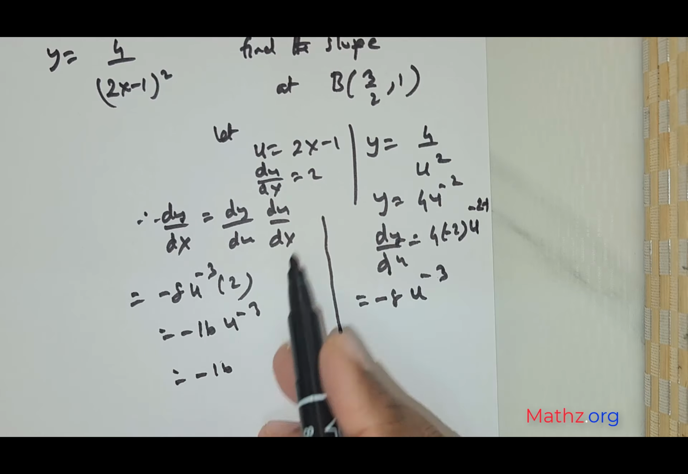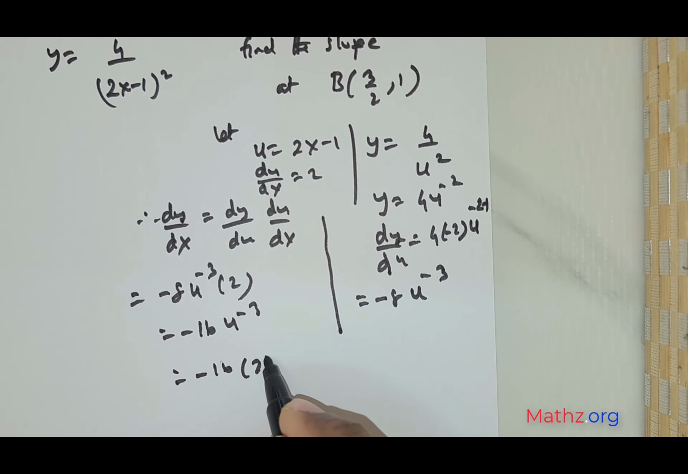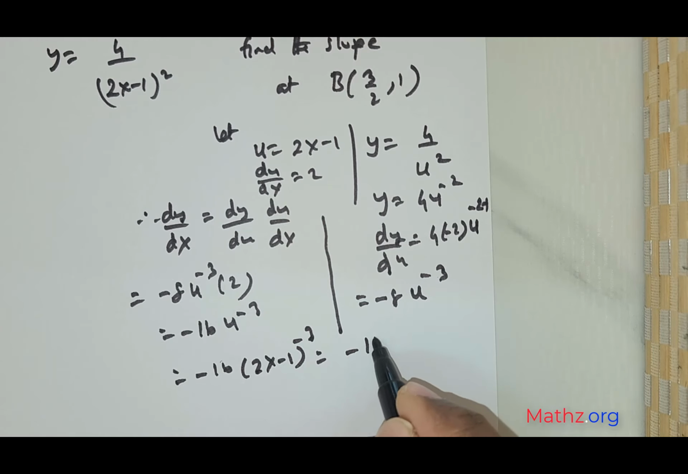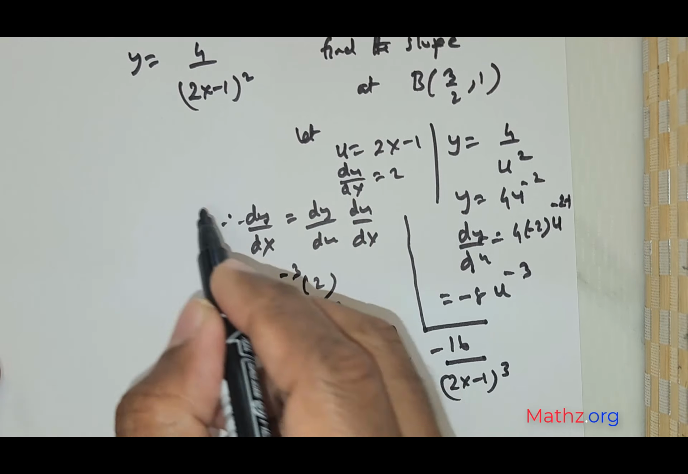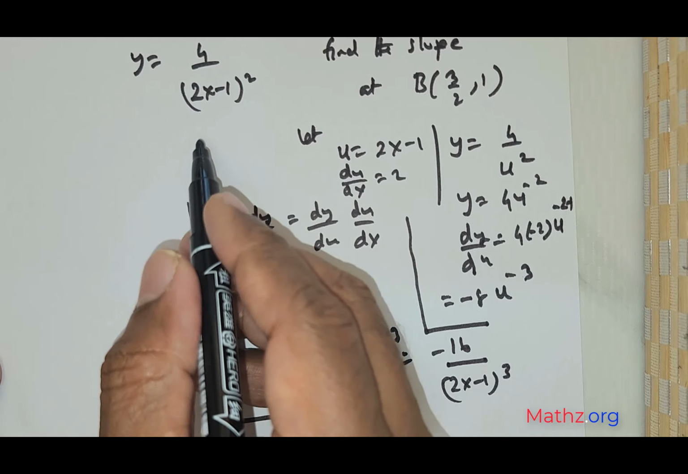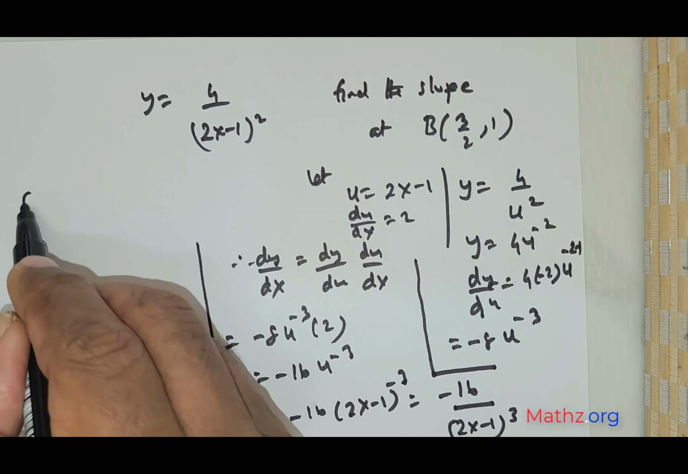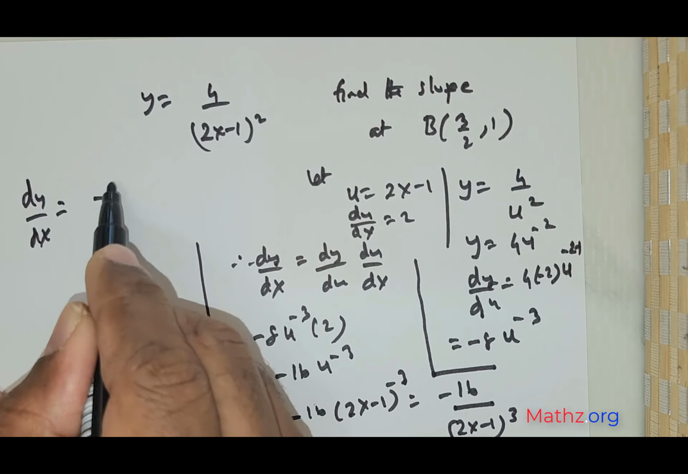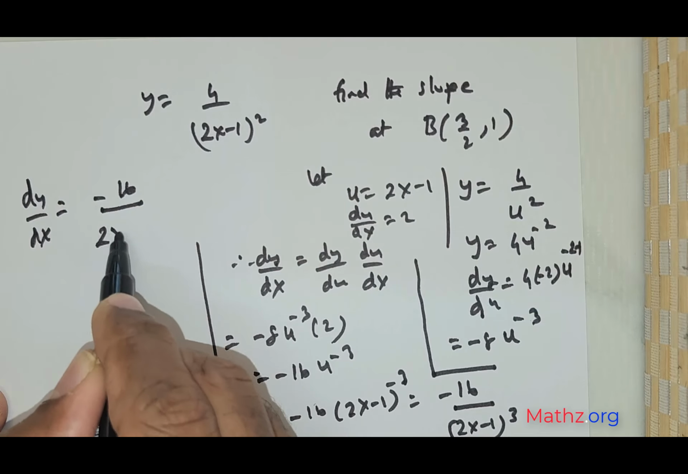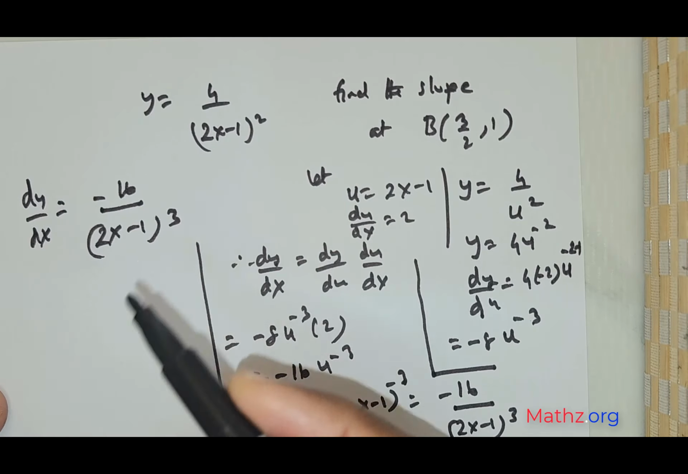But what is my u? My u is 2x - 1. So substitute that: 2x - 1 raised to the power of negative 3. I can rewrite this as negative 16 over (2x - 1) raised to the power of 3. Okay, so I did all these things just to show you how to differentiate this. So dy/dx is now equal to negative 16 over (2x - 1) raised to the power of 3.